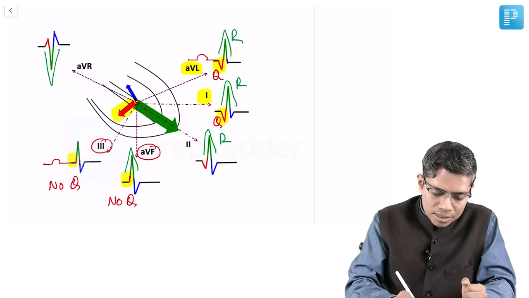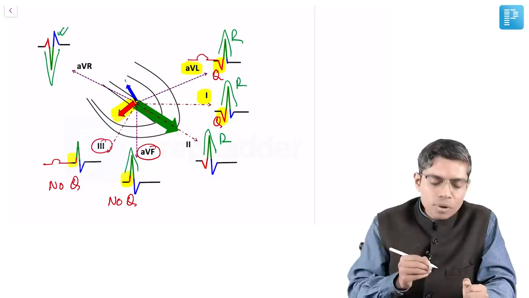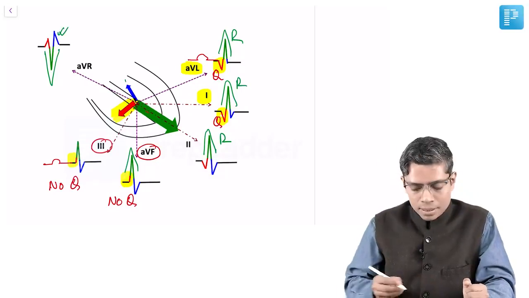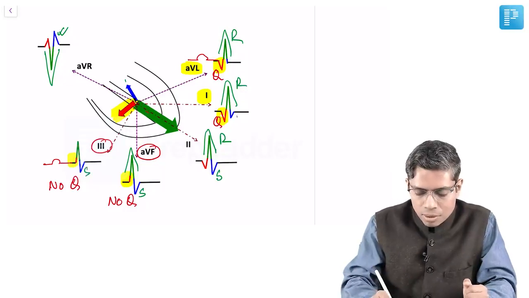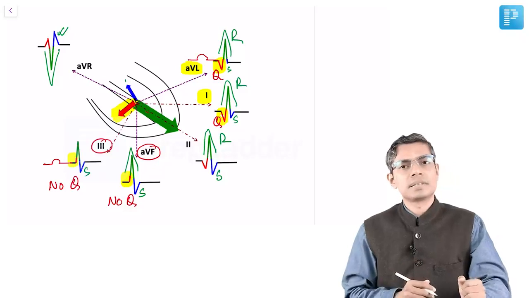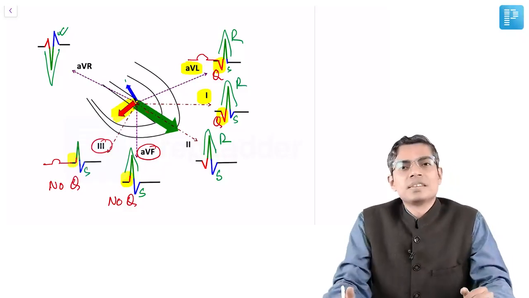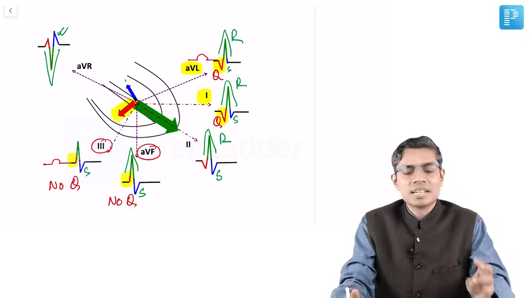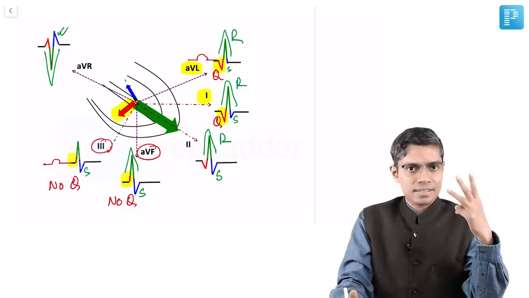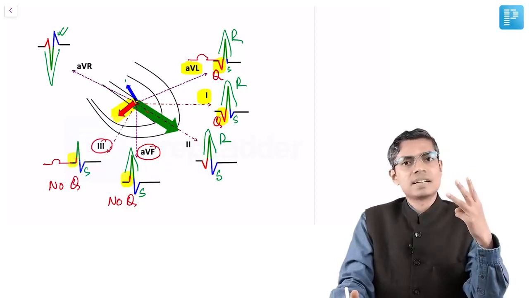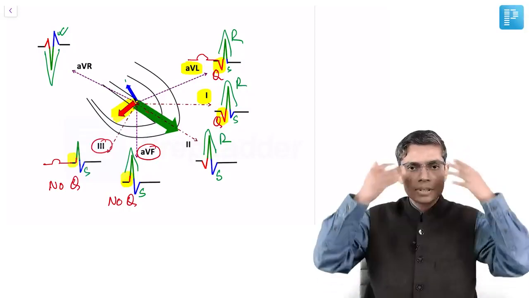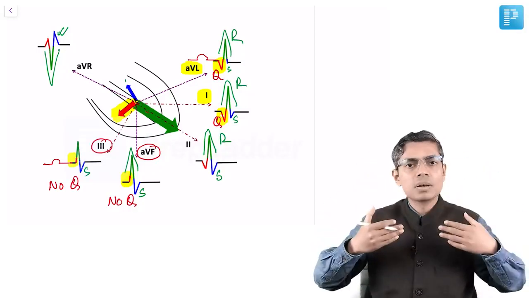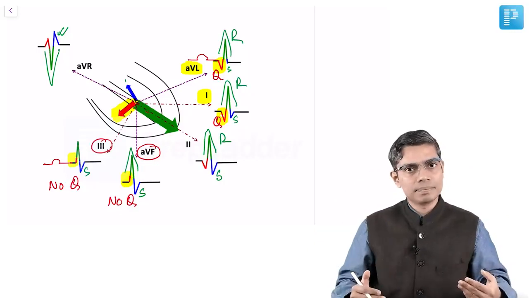And then if you look at this terminal vector, it is giving a small positive wave in the AVR, but it is giving a negative S wave in all other leads. Getting my point? So this way the QRS complex is generated due to 3 instantaneous mean vectors, right? Which leads have we discussed? We have discussed all the 6 leads which are present in the coronal plane or frontal plane.